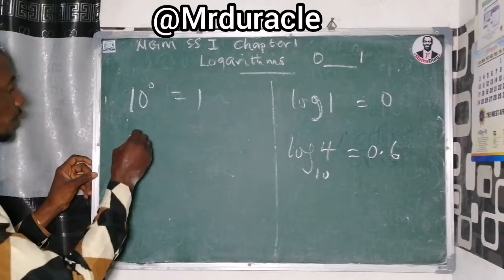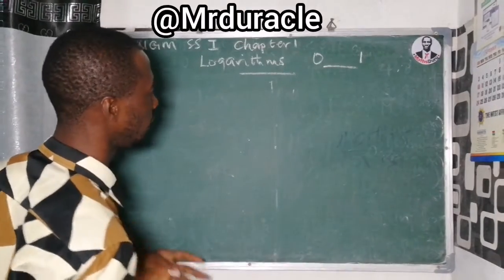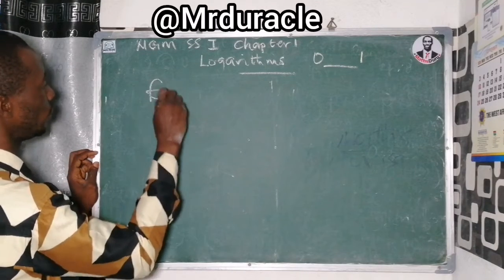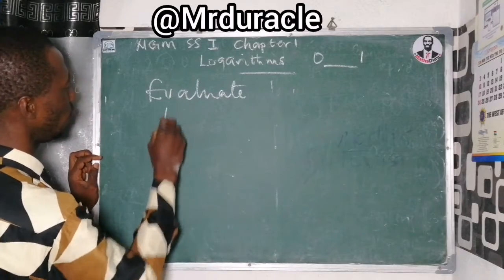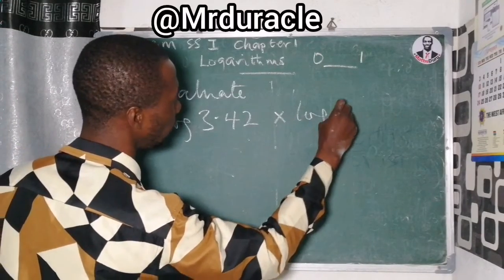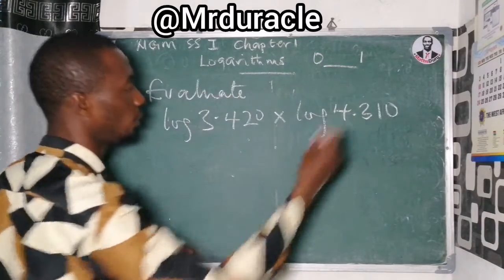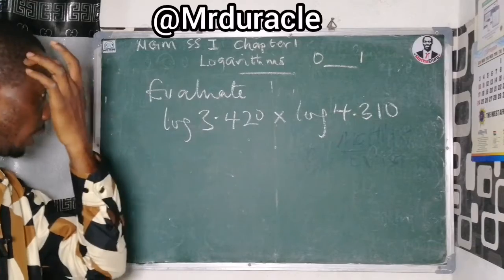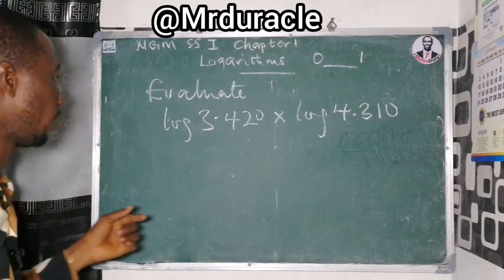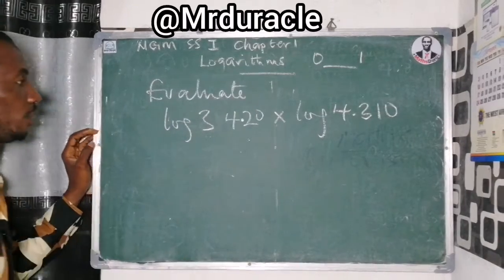Now, if you are to solve a problem like this, let's say you are to evaluate log 3.42 times log 4.31, for example, something like that. Let's say we have a four-digit number. Now, you have to process this. Remember, the idea is: what is the index of 10 that will give you this? You don't know the index of 10, so first of all, you have to check. Okay, let me reposition this. Let's say I have it here, for example, 334.20.